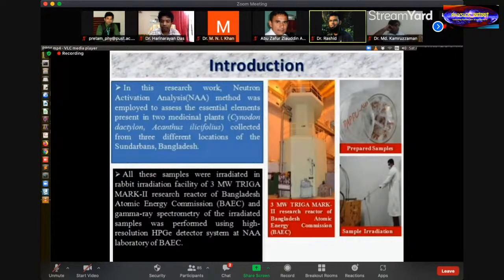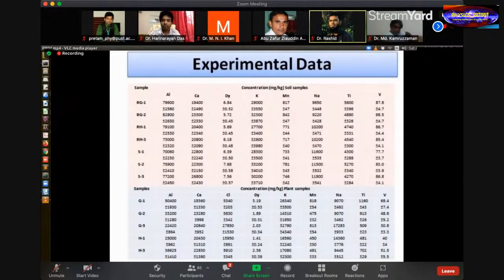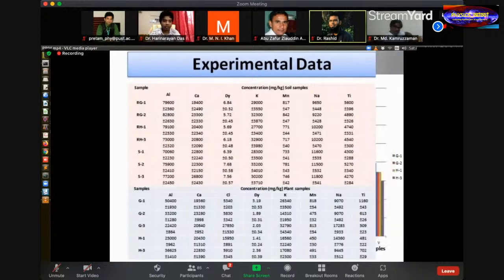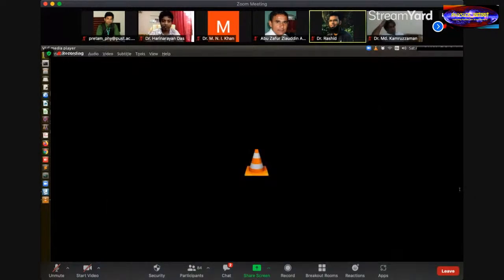The samples were irradiated in the rapid irradiation facility of 3 MW Trigamark-2 research reactor of Bangladesh Atomic Energy Commission, and gamma ray spectrometry of the irradiated samples was performed using high resolution HPG detector system at ANAA laboratory of DAEC. The experimental data shows that the concentrations of the elements are safe for human intake. No such toxic elements were found, rather some are very essential for human health. In most cases, the transfer factor value is below 1, which means elements are not being transferred from the rhizosphere soil to the plants. In future, with the assistance of the results of this study, the average daily intake of plants by the local people and their health hazard quotient can be assessed. Thank you.